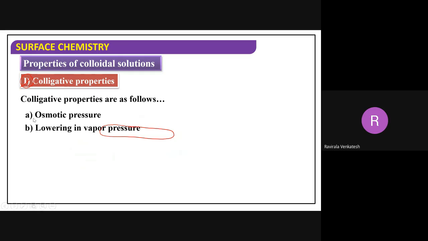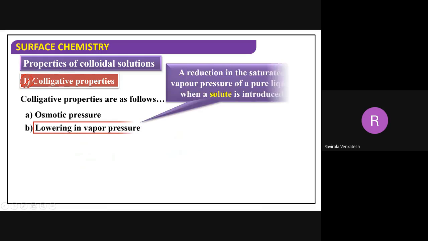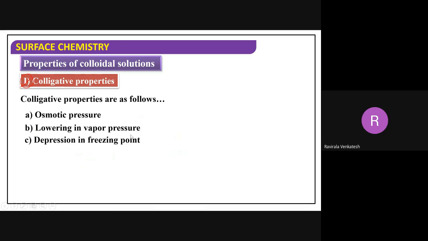We discuss this in the solutions topic. If you want more discussion about this, we'll cover it in the solutions chapter. Next, lowering of vapor pressure: whenever you add solute particles, the vapor pressure decreases. Then depression of freezing point: when you add solute to the solvent, the freezing point of the solvent decreases. Elevation of boiling point: when you add solute to the solvent, the boiling point increases. All these come under colligative properties and will be discussed in detail in the solution chapter.